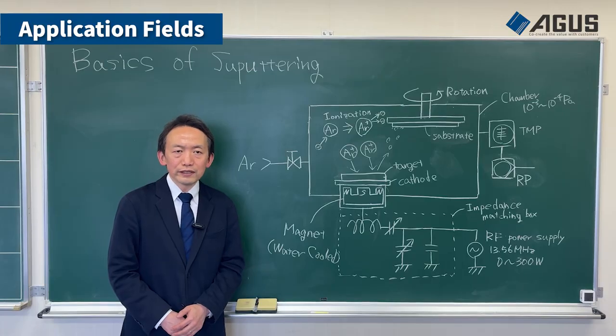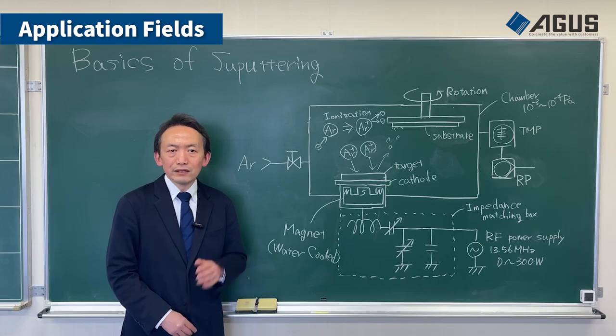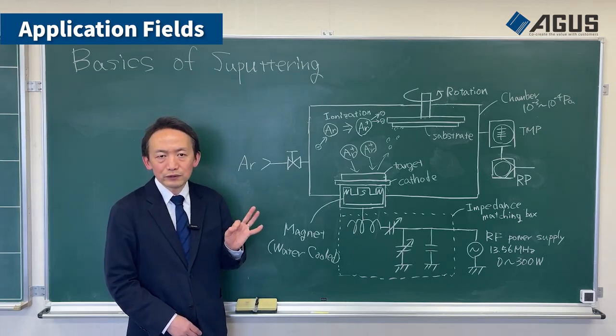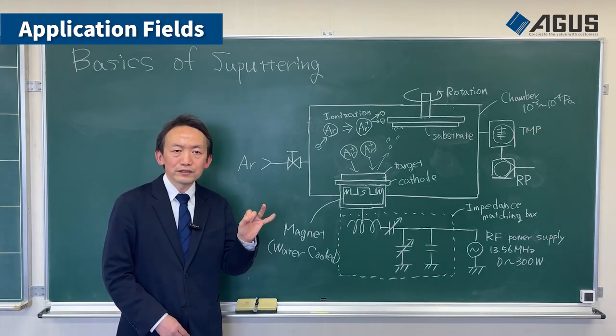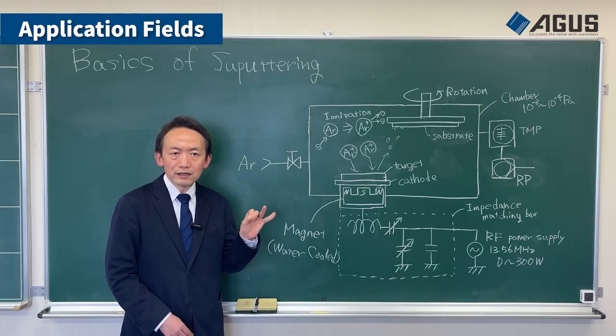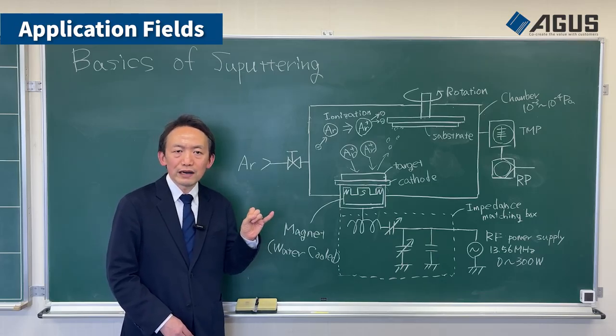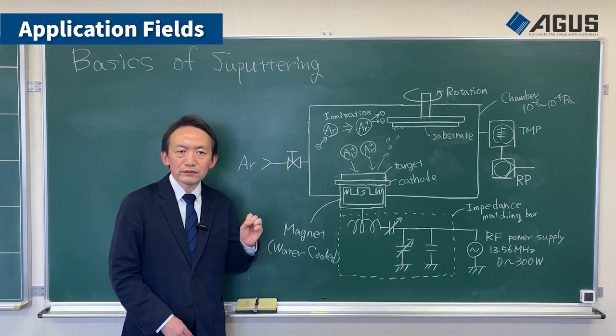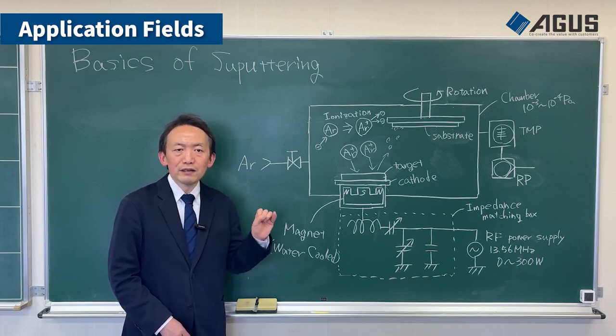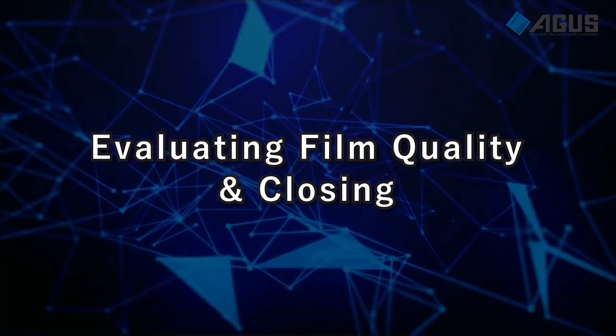Sputtering is used in many research areas: material science for surface study, nanotechnology for nano devices, electronics for semiconductors, optics for filters and coatings, energy for solar cells, biotechnology for medical sensors.